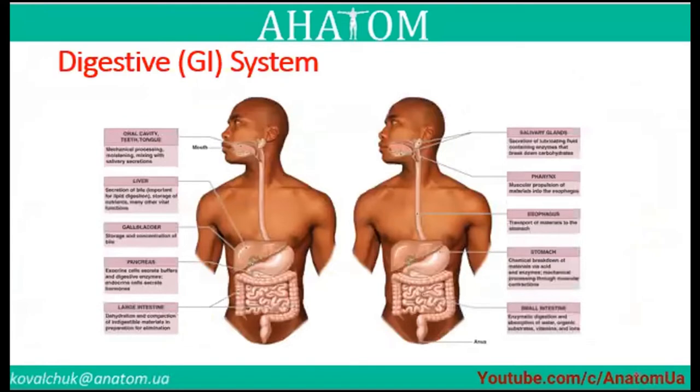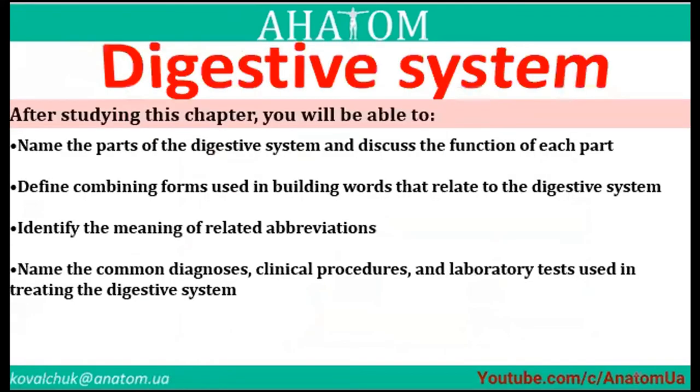So, first of all, it's about the structure of internal organs, the digestive system. Other names are the alimentary system and gastrointestinal tract, gastro meaning stomach. Intestinal is intestinal, yes, but there are different organs in this digestive system. After studying this chapter, you will be able to name the parts of the digestive system and discuss the function of each part, define combining forms used in building words that relate to the digestive system, identify the meaning of related abbreviations, and describe common diagnoses, clinical procedures, and laboratory tests used in treating the digestive system.